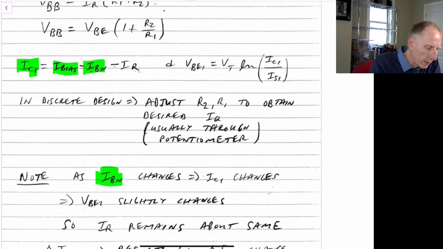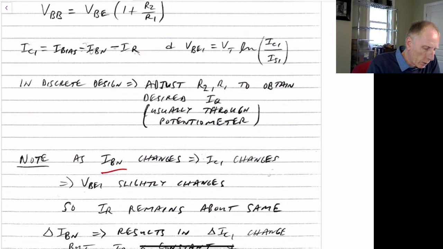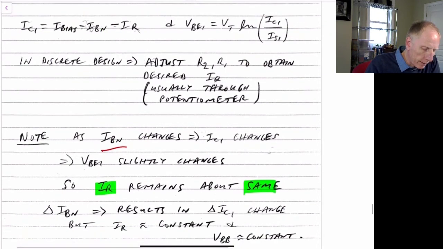What we'll see, though, is that this current, I sub R, does not change much. Because as IBN changes, IC1 will change. IC1 changing, though, doesn't change VBE very much. VBE changes very slightly because of the exponential relationship with the transistor. So IR remains essentially about constant. It doesn't change very much.